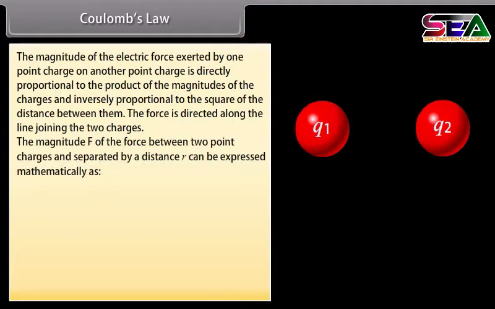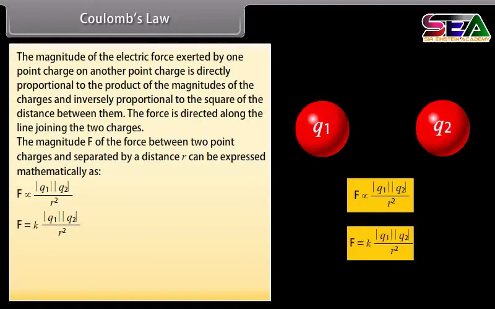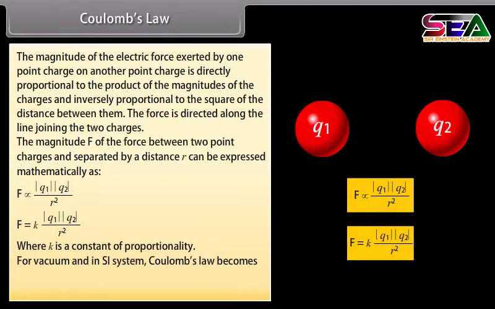The magnitude F of the force between two point charges Q1 and Q2 separated by a distance r can be expressed mathematically as F = K |Q1||Q2| / r². Here, K is a constant of proportionality. For vacuum and in SI system, Coulomb's law becomes F = (1/4πε₀) |Q1||Q2| / r².